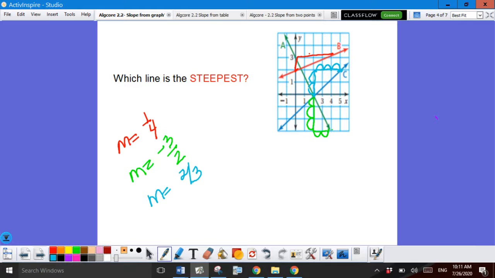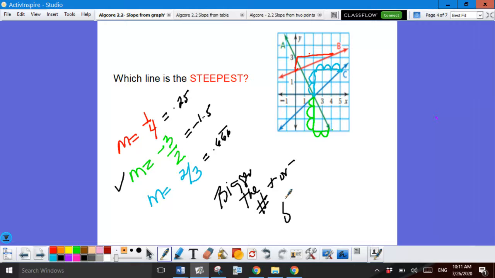Now, which one of those is the steepest? This one is the steepest. Okay, this one's the steepest. Now, here's how I know. This decimal, 1 divided by 4, is 0.25. 2 divided by 3 is 0.67, or 0.6666 repeating. And negative 3 over 2 is negative 1.5. Okay? The bigger the number, whether it's positive or negative, the steeper the line. So the bigger the slope, the steeper the line.